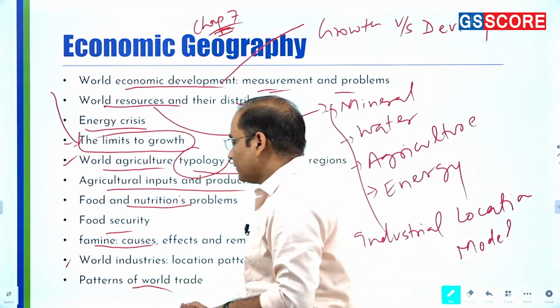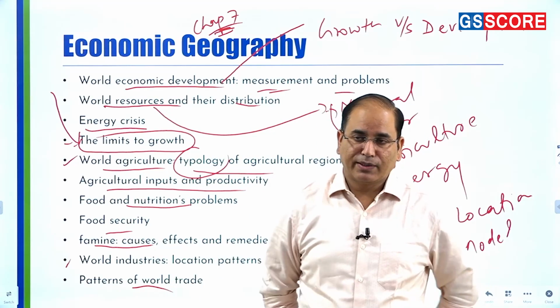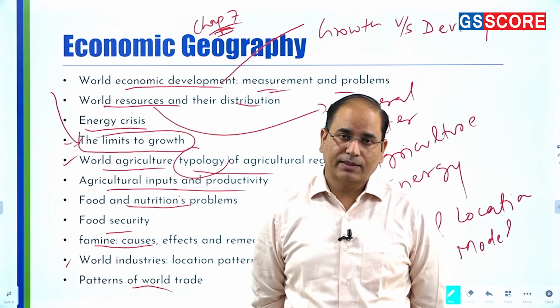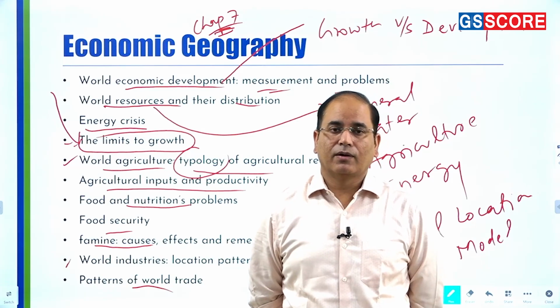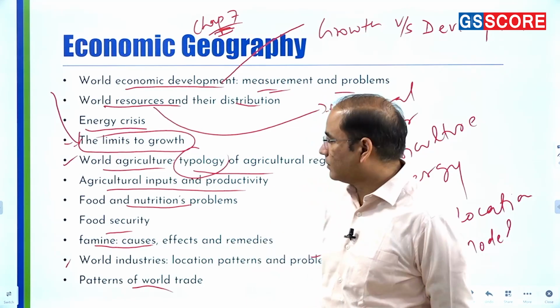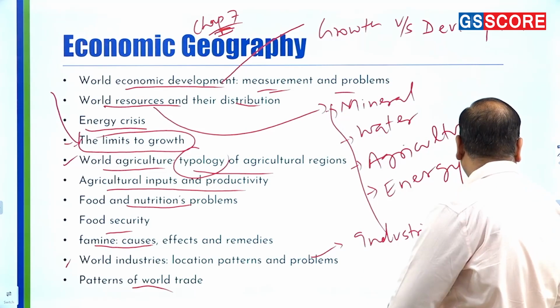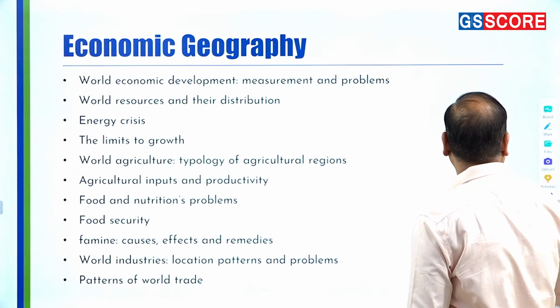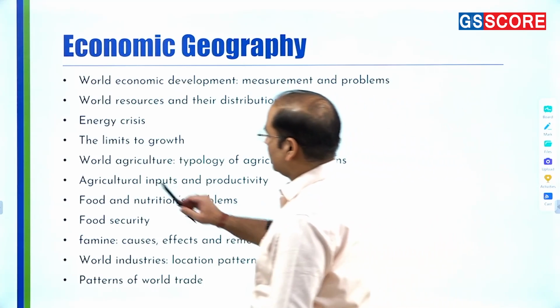Then we have patterns of world trade, how the trade is happening, how the trade is changing, the behavior of the trade, the overall value of the trade, which of the countries earlier was leading and now what is their position. So, everything that you are supposed to study.